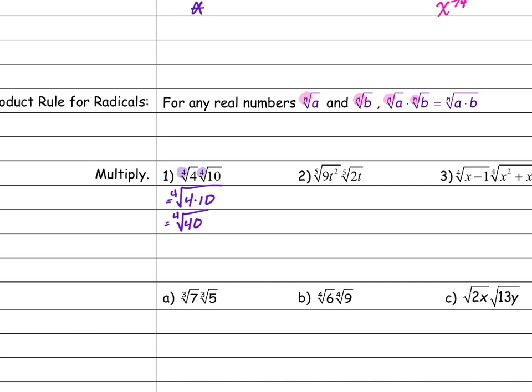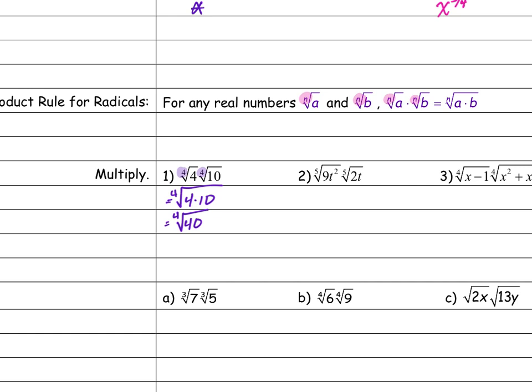Which question are we on? Look at number 1. Wait, what has to be the same? The root, whatever root. So if it's a fourth root or a cube root or whatever nth root it is, it has to be the same.